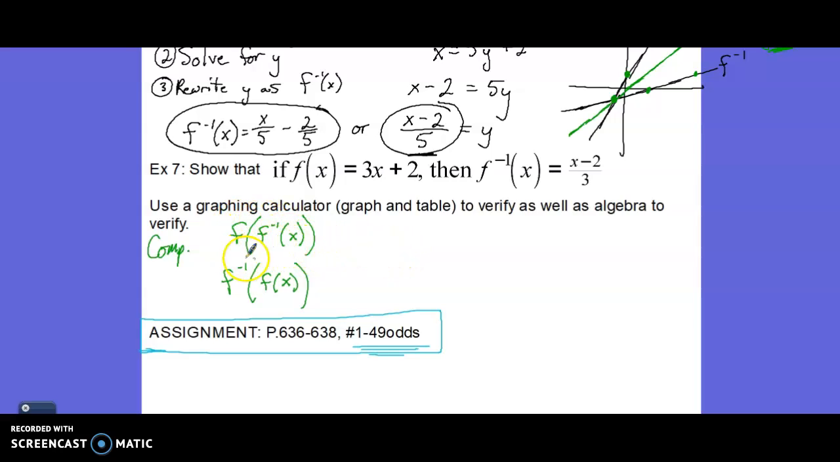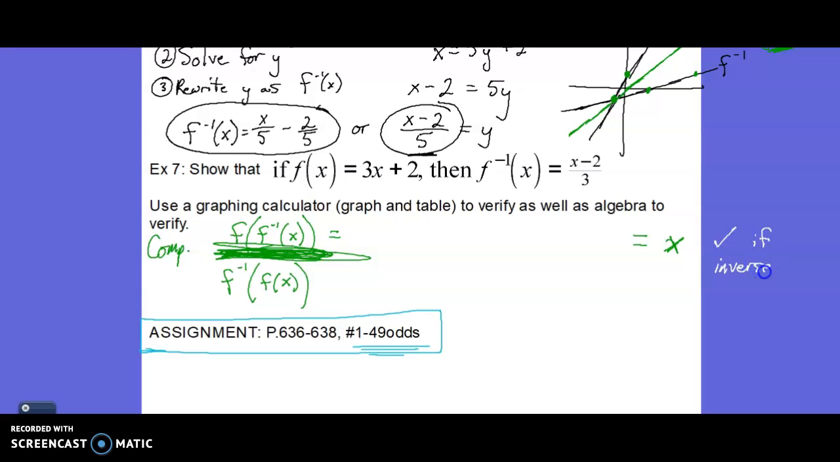So what that means, I'm just going to do the top one because I'm kind of lazy. If you want to do both, that's up to you. I'm only going to do this one. If I do the composition function and I get everything to cancel out and I'm just left with x, then that's how we know. This is our way of checking if they are inverses.